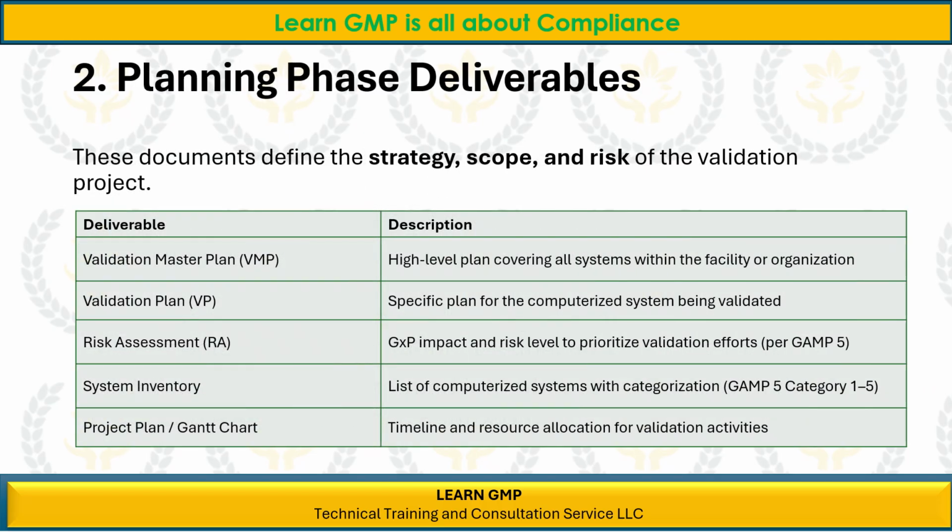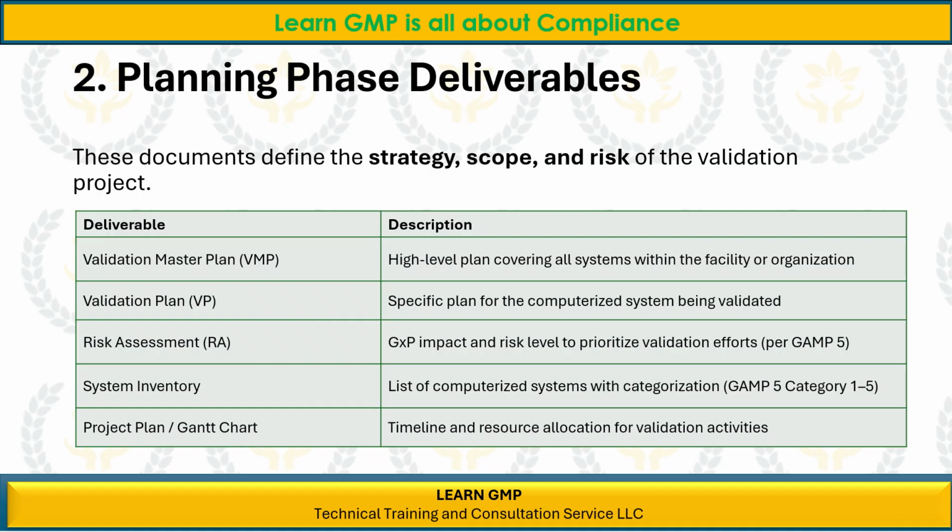Planning phase deliverables. These documents define the strategy, scope, and risk of the validation project. Deliverable: Validation Master Plan, VMP. Description: High-level plan covering all systems within the facility or organization. Deliverable: Validation Plan, VP. Description: Specific plan for the computerized system being validated.